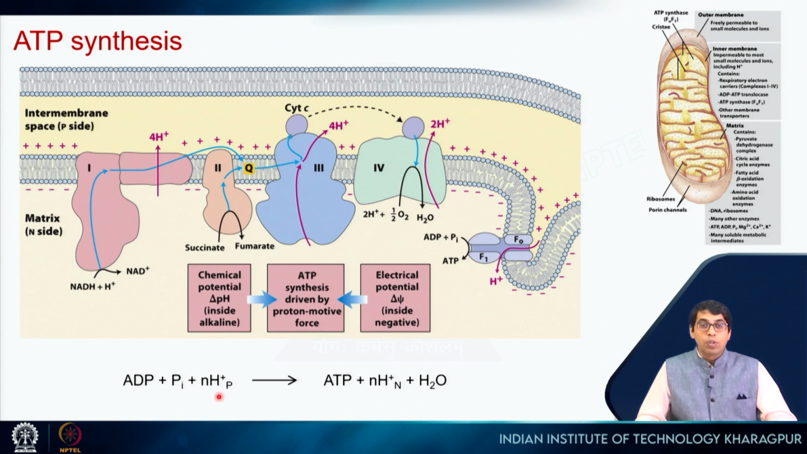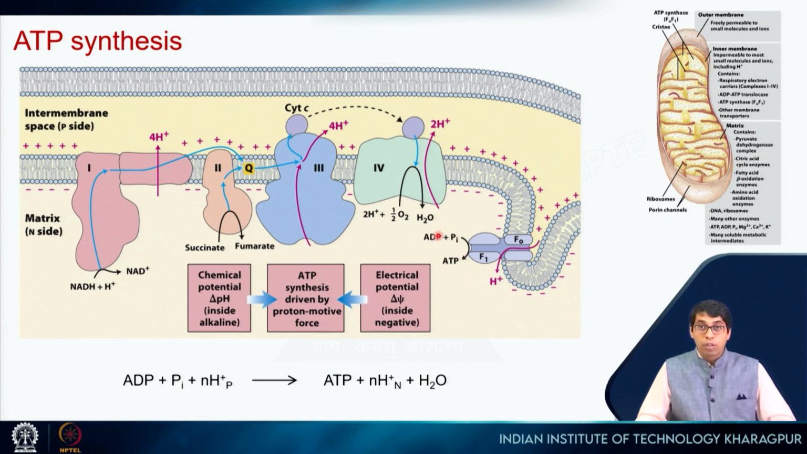So, now we have this proton gradient. Glucose is oxidized to carbon dioxide, electrons are accepted by oxygen. However, the energy is stored as this proton gradient across the membrane. Now, we have to use this stored energy to produce ATP. So, ADP plus inorganic phosphate will form ATP.